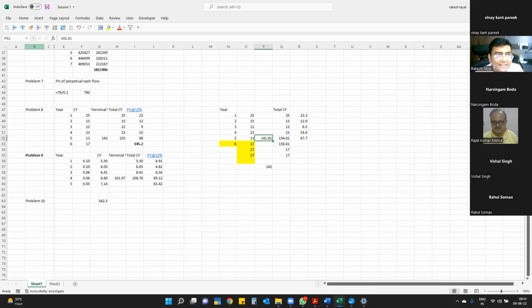This is the only concept which we need to remember in terminal value cases. When we have to calculate the present value of the terminal value, we have to take the terminal value 1 year prior to the year in which cash flows are going to start. So my cash flows start from year 6. I have to discount it with year 5 only.